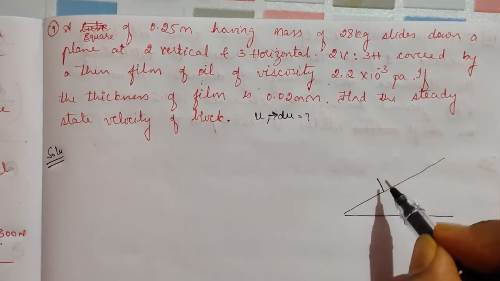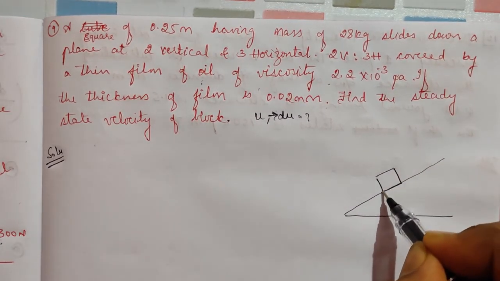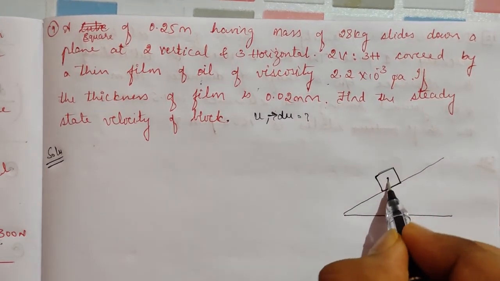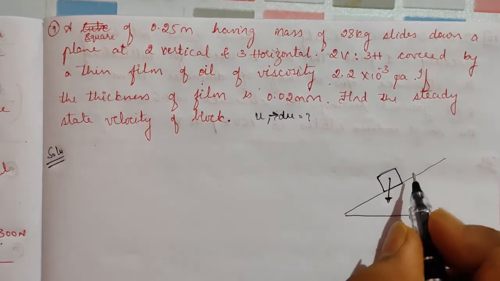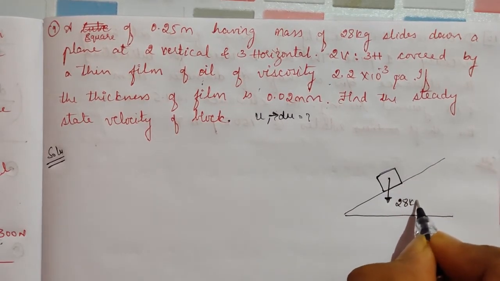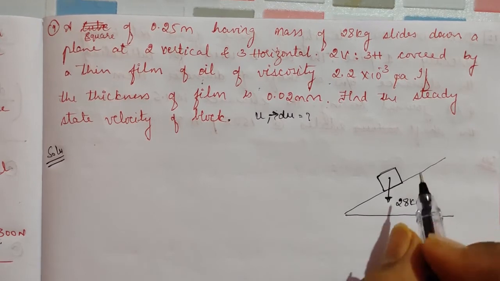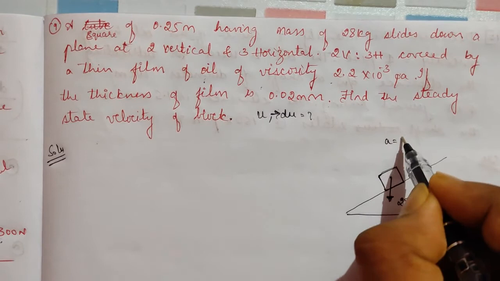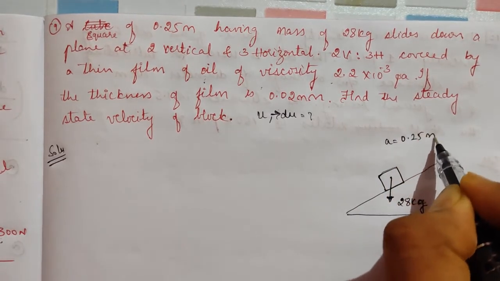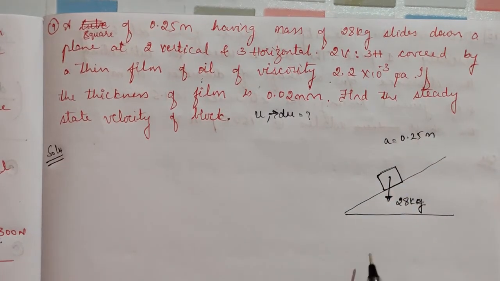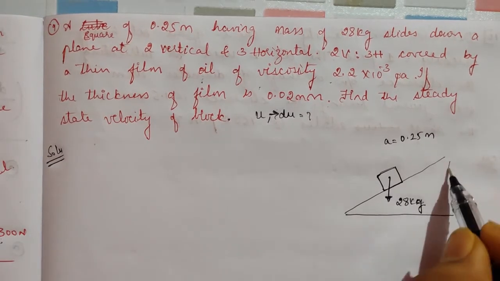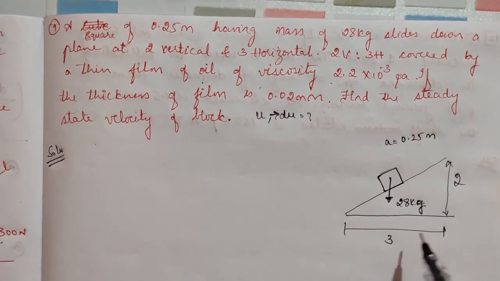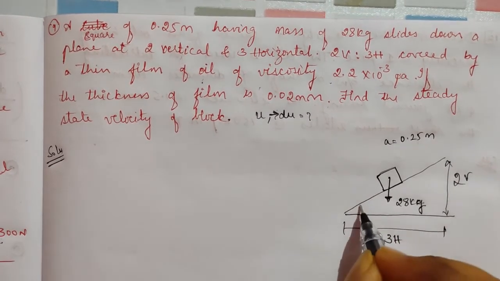So here we are getting the square. Okay, fine. The weight will always act towards the gravity, that is 28 kg. Then what I have given: the side of the area is 0.25 meter. Then they have given 2 vertical to 3 horizontal, so this is 2 and this is 3.